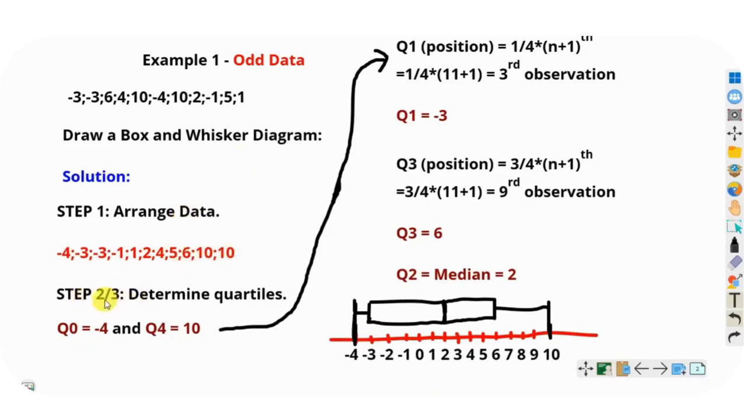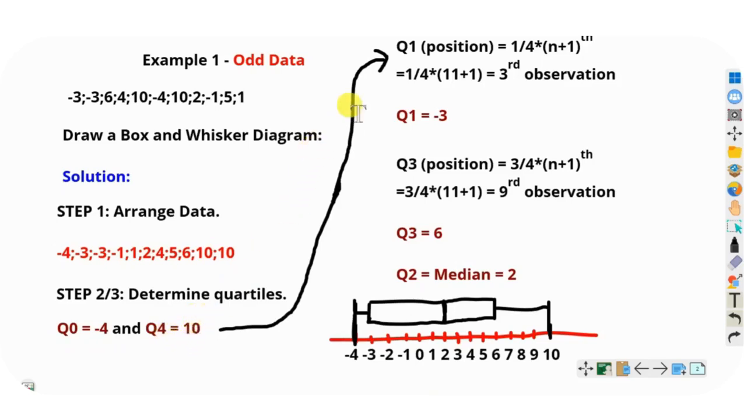And step 2, what do we do? In this case, I'm going to do steps 2 and 3 at the same time. Step 2 is to find the positions. Q0 is the lowest value, so the position is the first value, and Q0 is -4. Q4 is the maximum value, which is +10. So we have Q0 and Q4, and we need Q1, Q2, and Q3.